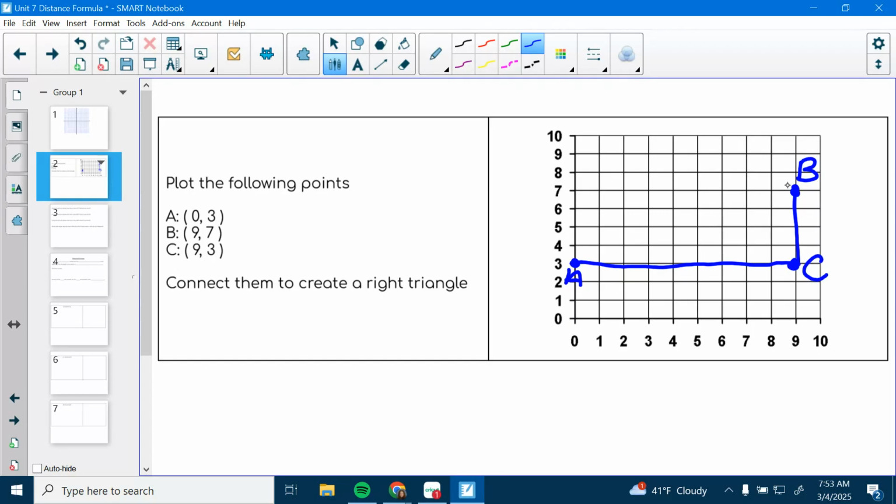Now when I look at this shape that I've created, I can see that I've made a right triangle. My right angle is right here at angle C. And on your paper, it's going to ask about some things we notice about the length of these lines. Well, I can figure out the length of line AC by counting. I can start at A and go 1, 2, 3, 4, 5, 6, 7, 8, 9, which means that AC is 9 units long.